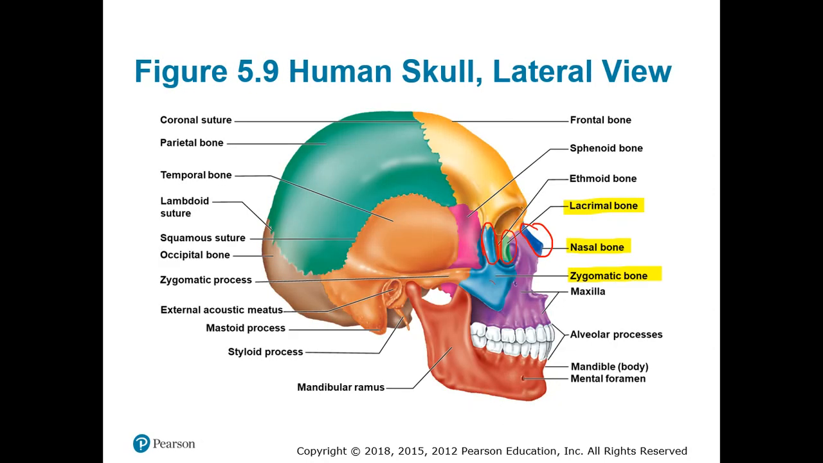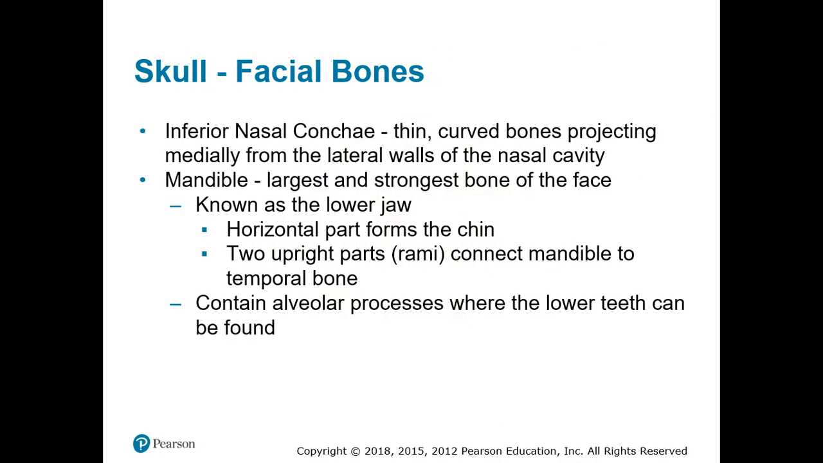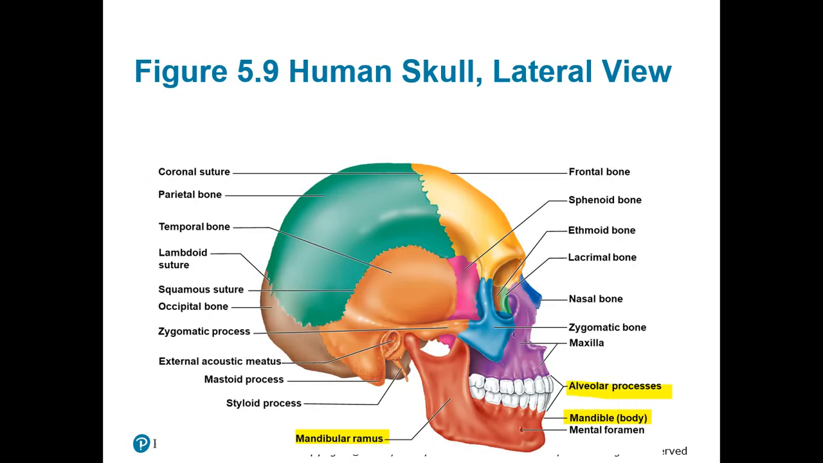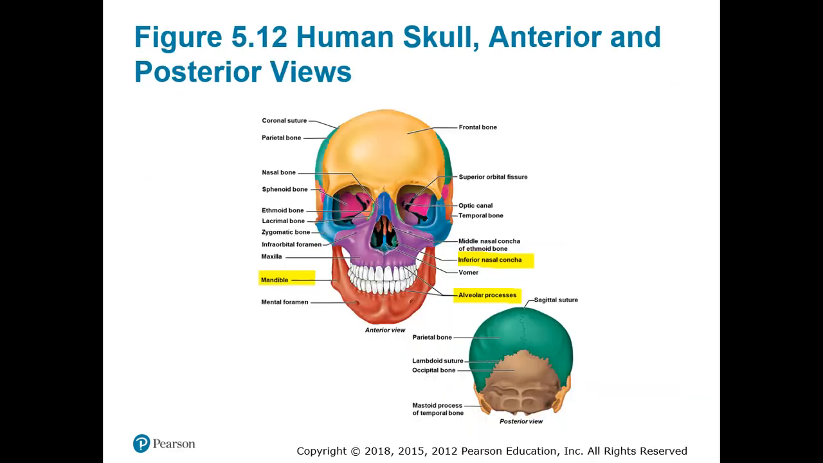You can't see the vomer on this side, unfortunately, because this is a side view. Other facial bones include the inferior nasal conchae. These are thin, curved bones projecting medially from the lateral walls of the nasal cavity. So the word nasal should give it away that it's near the nose. Inferior means it's below. So it's kind of a bone that projects out of the bottom of the nasal. So we can't really see it in this one because we need to be looking straight forward at the nose.